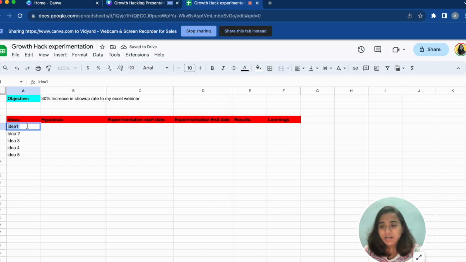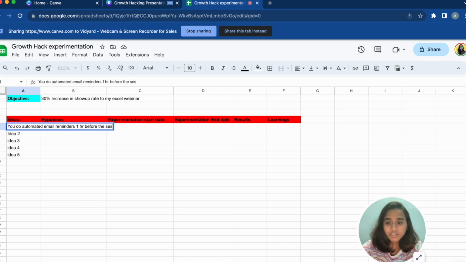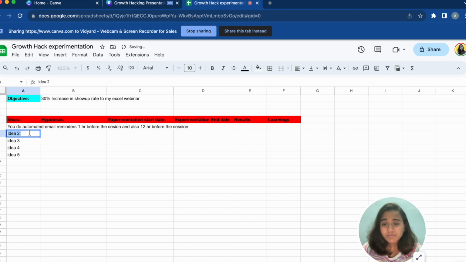For example, idea 1 is you do automated email reminders 1 hour before the session, and also 1 day, 12 hours before the session. This might be one idea that you want to test.